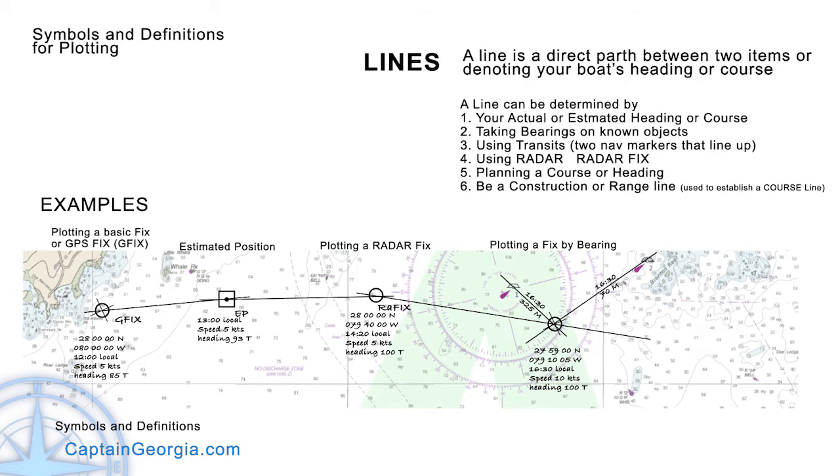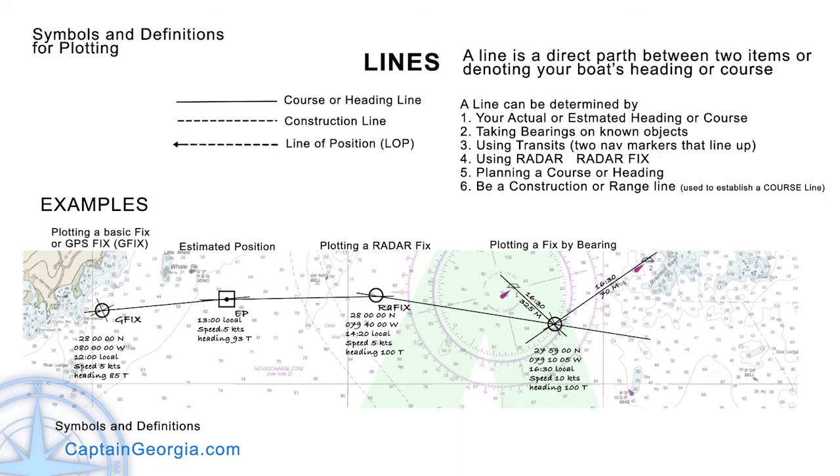Lines on a plot are normally one of three: course or heading lines, construction lines, or lines of position. Lines can be determined by your actual or estimated heading or course, taking bearings on known objects, using transits, using radar for a radar fix, planning a course or heading, or be a construction line or range line used to establish a course line.